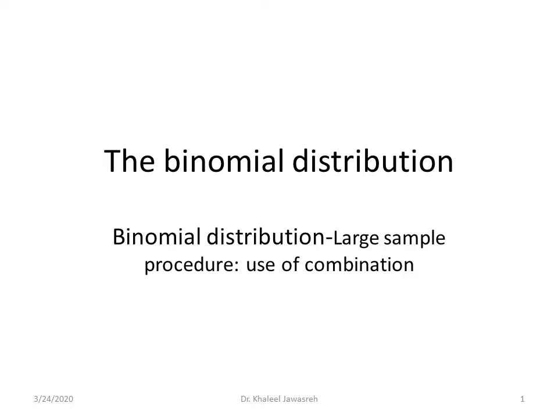But if you return to the example that contains a result of 10, we now need a shortcut for obtaining that 10 immediately without going through complicated steps. Now we'll go directly to the binomial distribution by using the large sample procedure and what we call the combination.